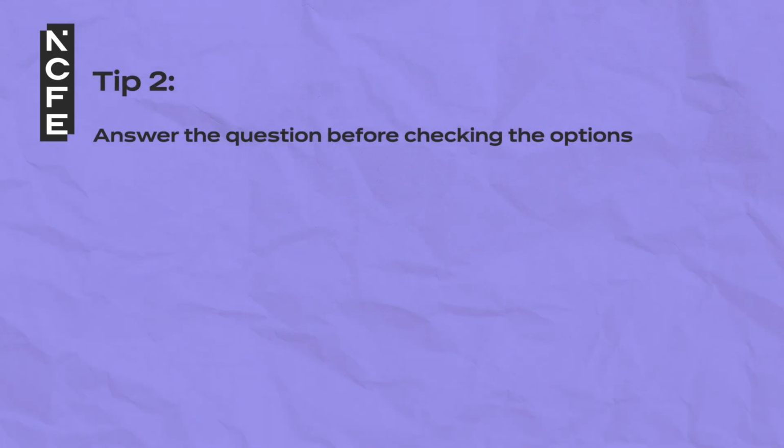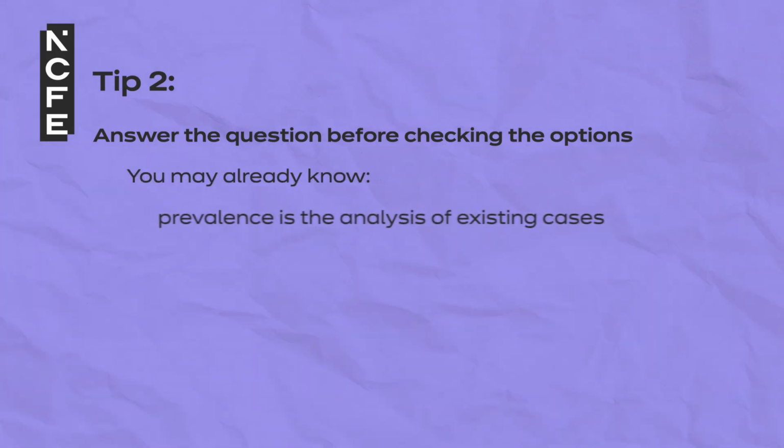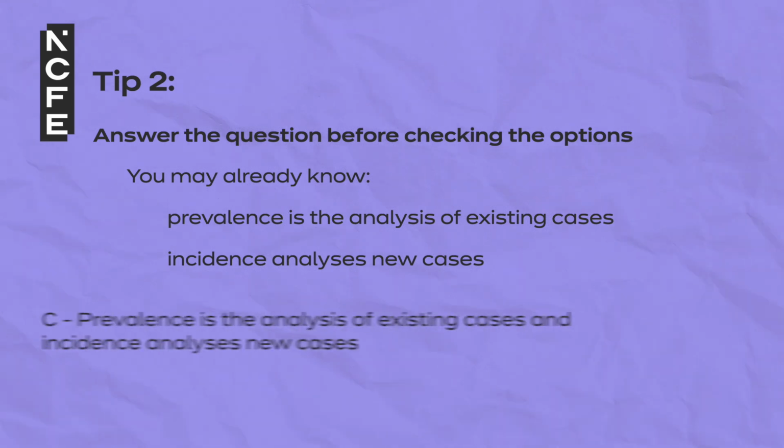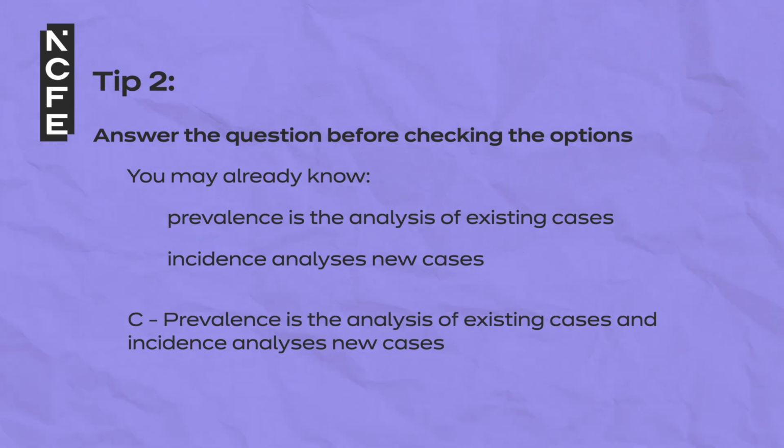Tip 2. Answer the question before checking the options. First, think about what incidence and what prevalence are in epidemiology. You may already know that prevalence is the analysis of existing cases and incidence analyses new cases. If you already knew these definitions when you check the options, it will be clear to see that option C, prevalence is the analysis of existing cases and incidence analyses new cases, is the correct answer.